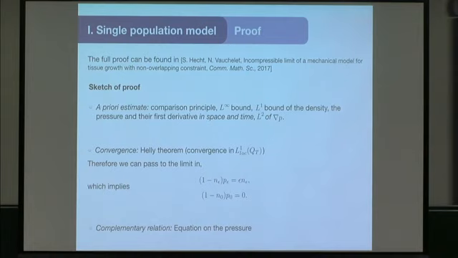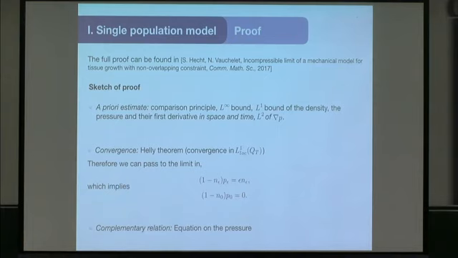Just to give you an idea, the first thing to do is to find a priori estimates. You basically show that you have a comparison principle, then you find non-negativity of the density, some L infinity bound on the pressure and the density too, and then you show that you have an L1 bound for the density and also for the pressure, and you can show the same for their first derivatives in time and in space. From this you can show convergence in L1 loc, and you can go to a global convergence if you show that you have some control of the tail.